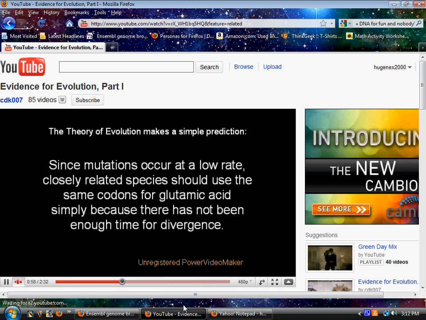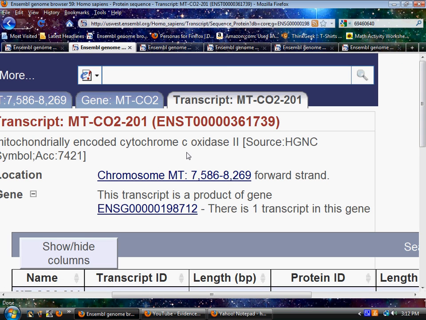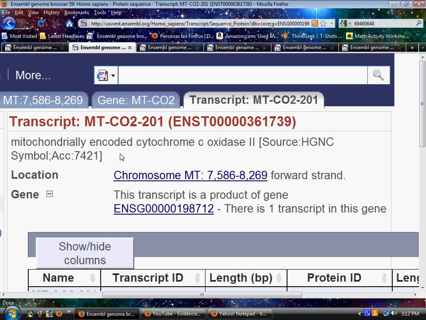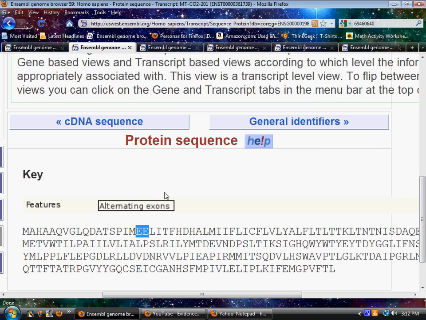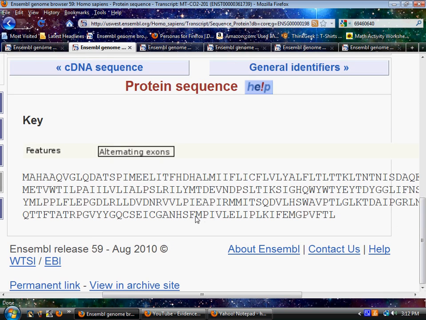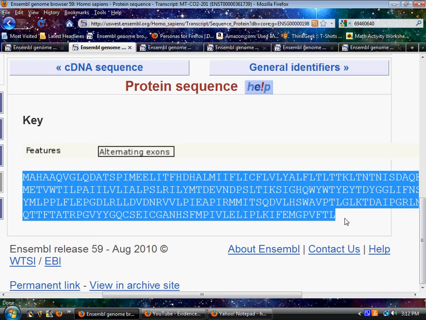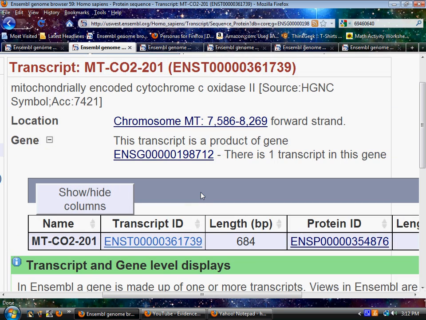So what I'd like to do is take a look and see if this prediction holds up. We're going to be looking at a few protein coding sequences in DNA. The first gene we're going to look at is cytochrome C oxidase 2 in mitochondria, and what I have here is an amino acid sequence for cytochrome C oxidase 2.